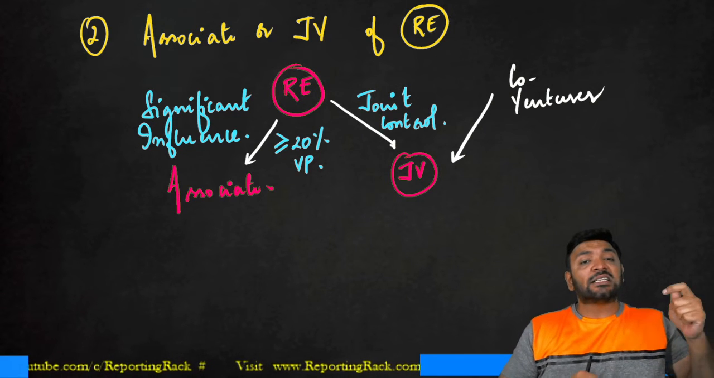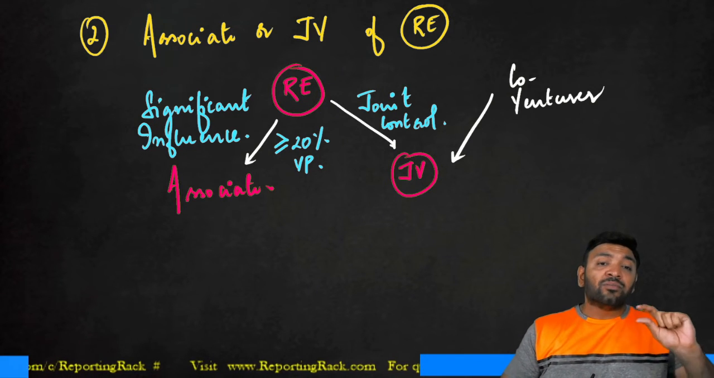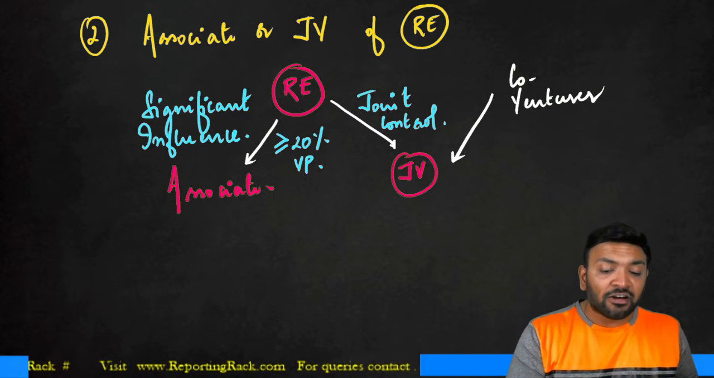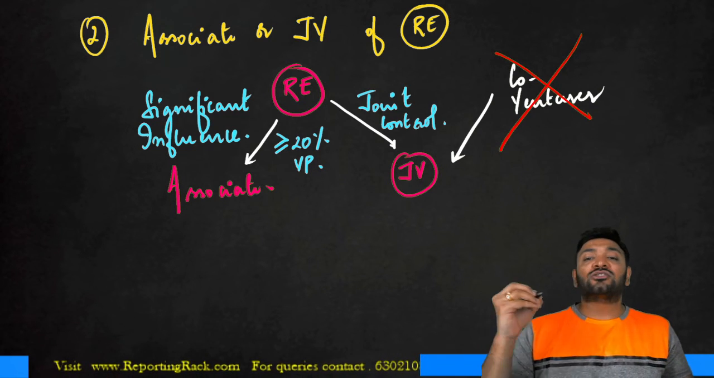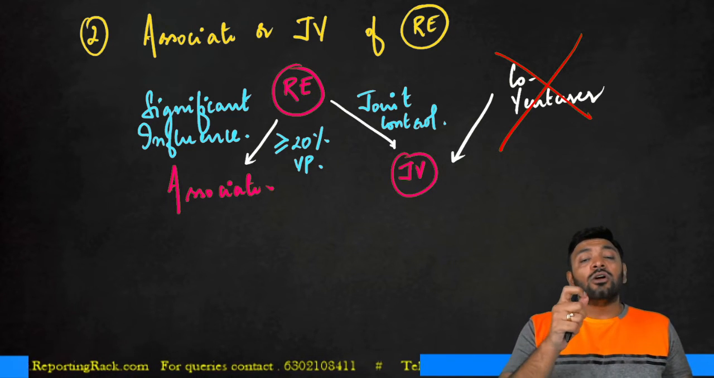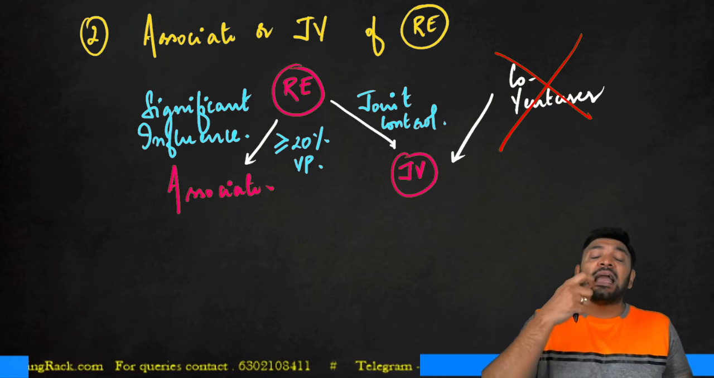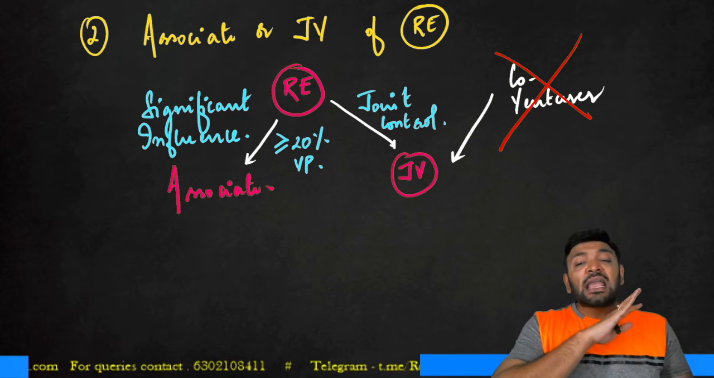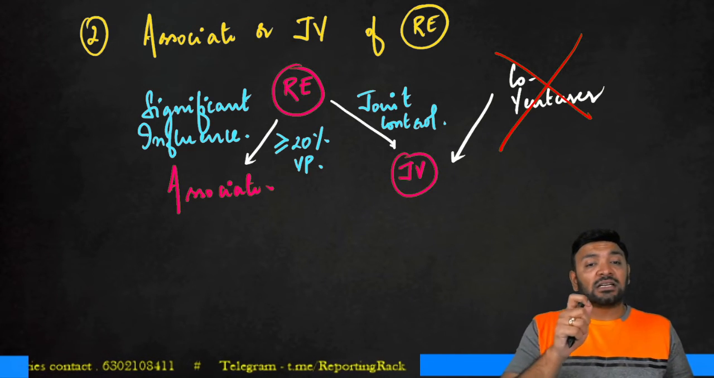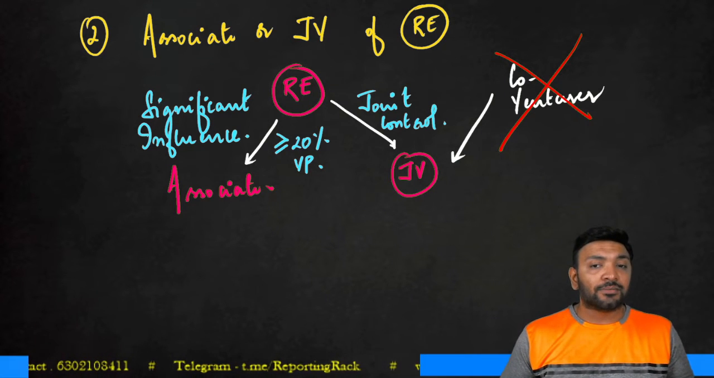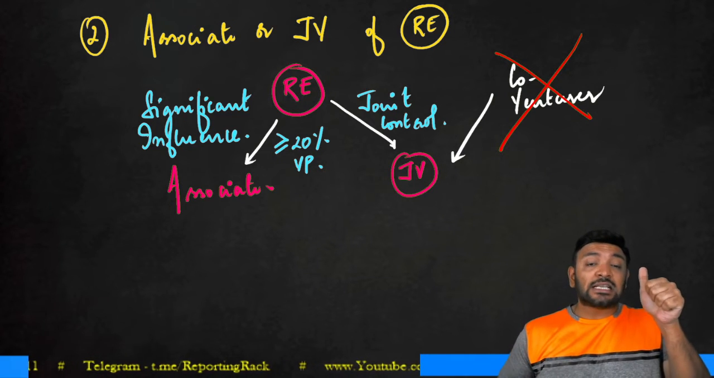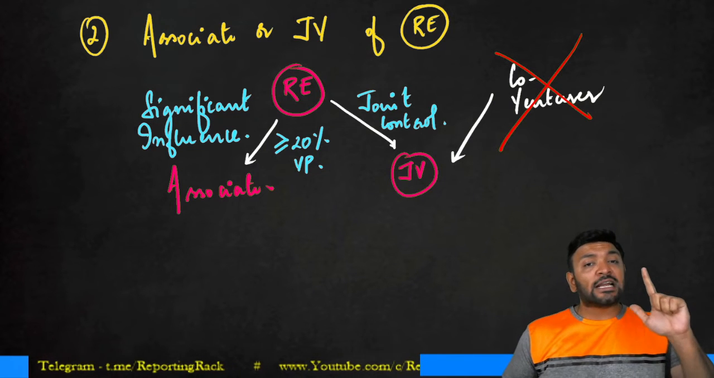A reporting enterprise has a significant influence over another enterprise. This other enterprise is called an associate, which should be considered a related party. However, the co-venturer is not a related party to the reporting enterprise. The co-venturers together with whom I exercise joint control over a joint venture are not considered related parties. Only the joint venture should be considered a related party to the reporting enterprise. Clear? This is my second part. First one, same group enterprises. Second one, associates and joint ventures.